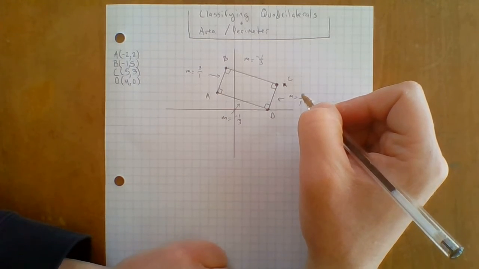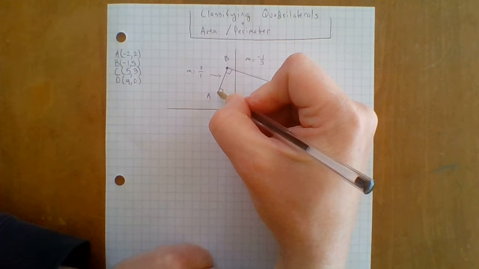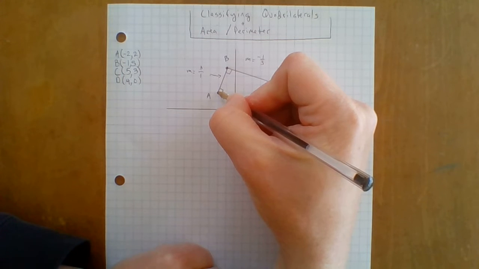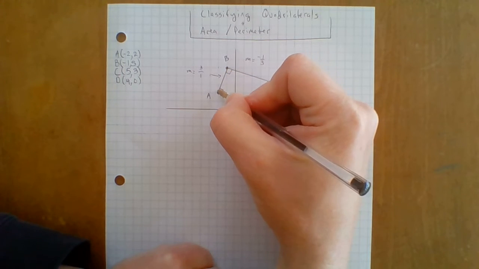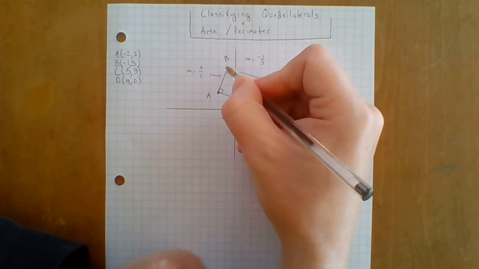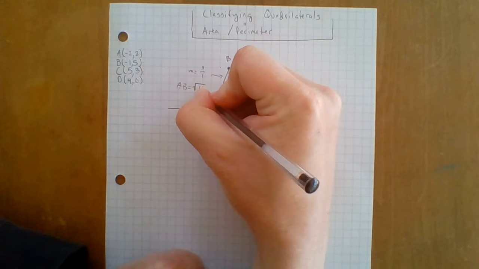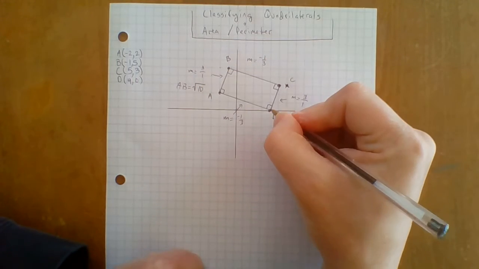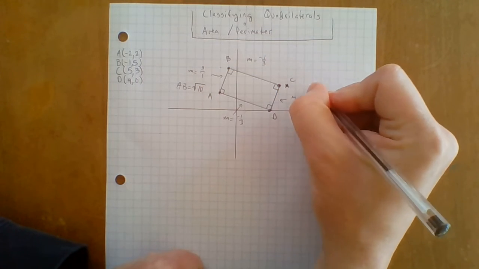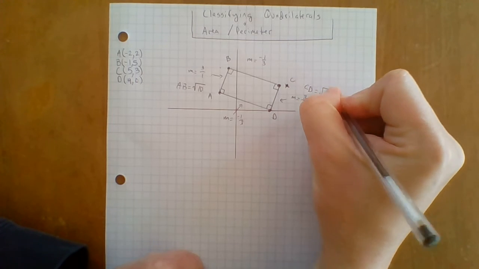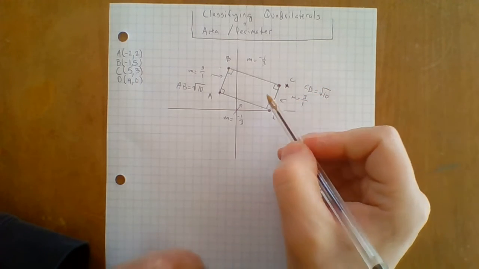The other thing I'd like to know is what's the length of each side? And I can use that distance formula. Well, this goes up 3 and over 1, and 3 squared is 9, and 1 squared is 1, and so I know that the length of AB is the square root of 10. 9 plus 1 is 10. And CD is the same. It goes up 3 over 1. So the length of CD is also the square root of 10.